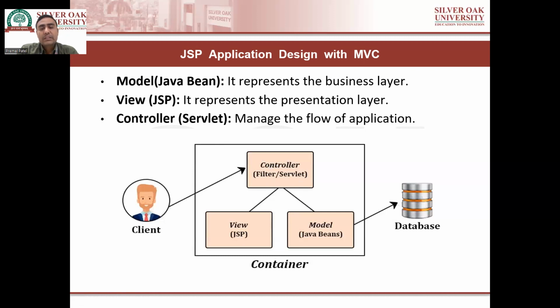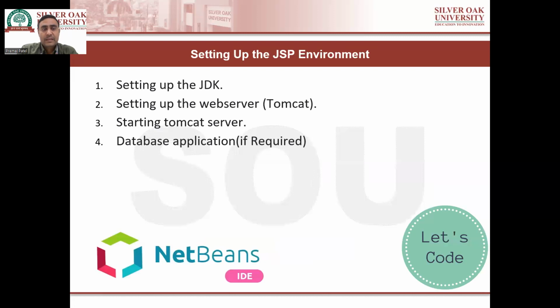The main importance of MVC architecture is that applications can easily communicate with the clients or with the browsers, and it functions smoothly in a web-based environment. For that purpose, the MVC architecture is very important, and mostly the applications are built through MVC architecture. Now let us come to setting up the JSP environment.